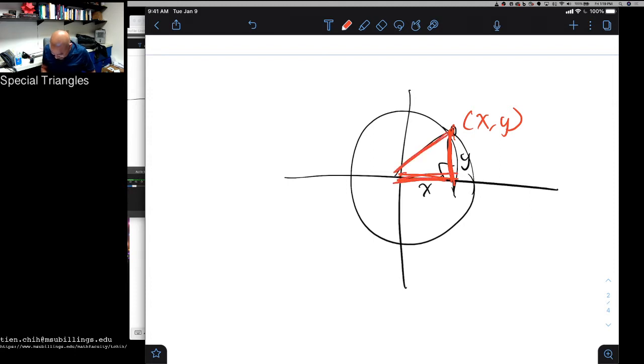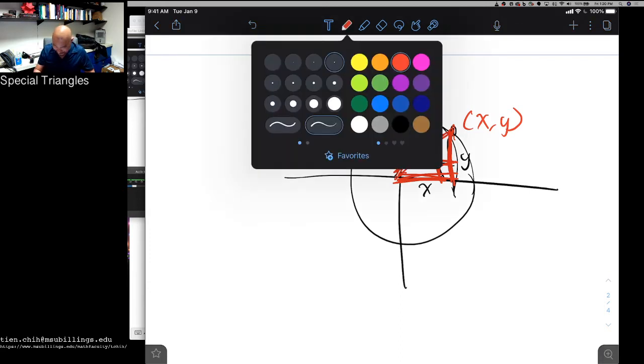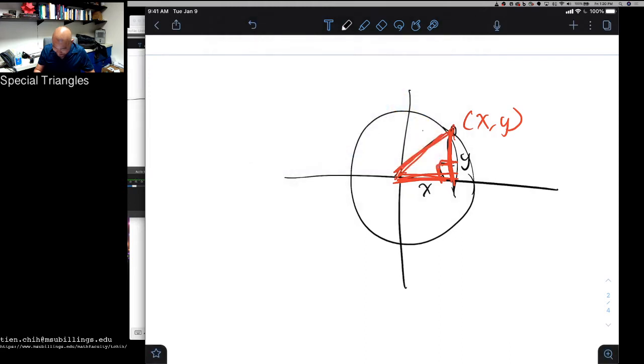I can nail down a lot of information about what the X and Y coordinates are going around the circle by noting that if I drop a triangle down to the origin, the X and Y coordinates are the lengths of the sides of the triangle, or at least the absolute value will be, and the radius or the hypotenuse of these triangles will always be the radius of the circle, which is 1.